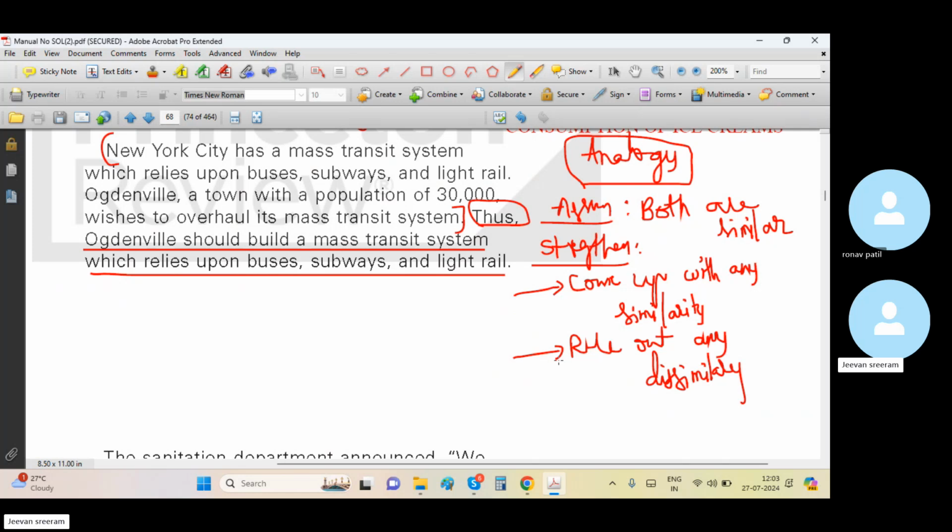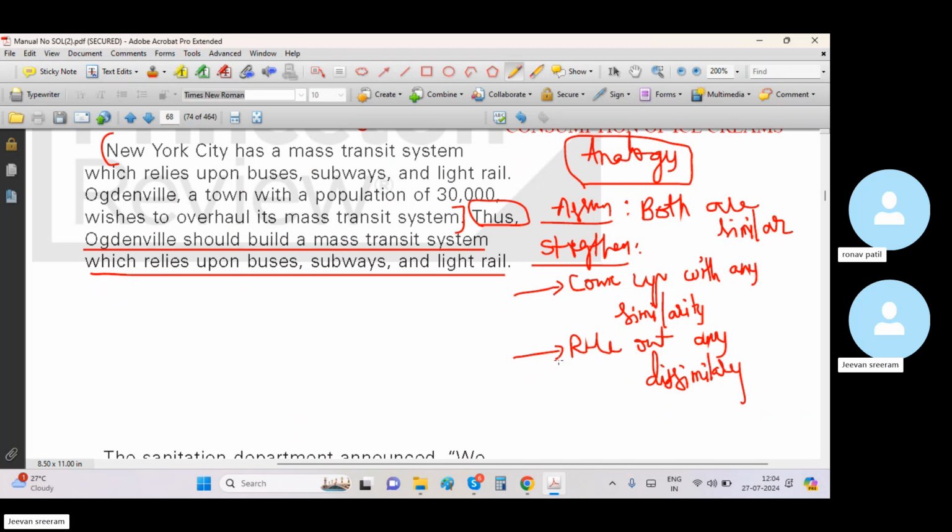For example, if I come up with, it has proven that the lifestyle in New York City and Ogdenville are almost similar. If I say they are not similar, it weakens. Similar is to strengthen. Ruling out the dissimilarity means the infrastructural differences have been ruled out between New York City and Ogdenville. So in both cities, infrastructure is similar. The idea that both infrastructures are different has been proven wrong. So you are ruling out the dissimilarity, and it strengthens. Lifestyles in both cities are the same, so you can build the same mass transit system.